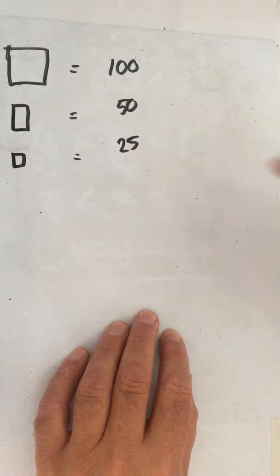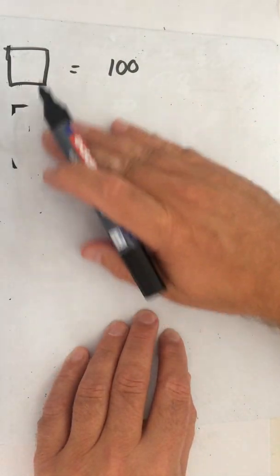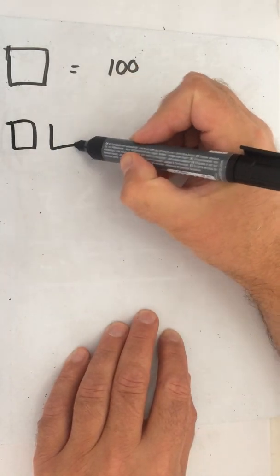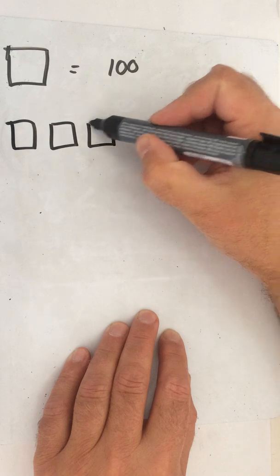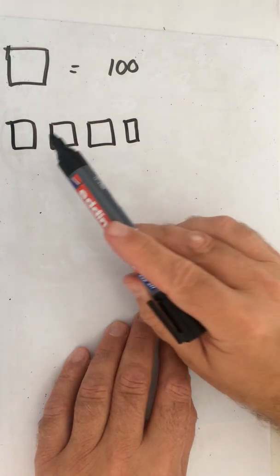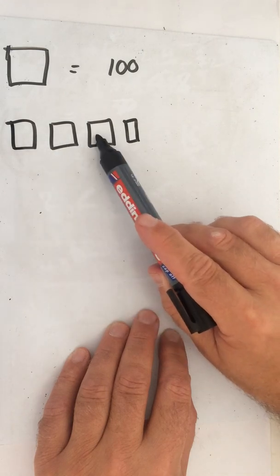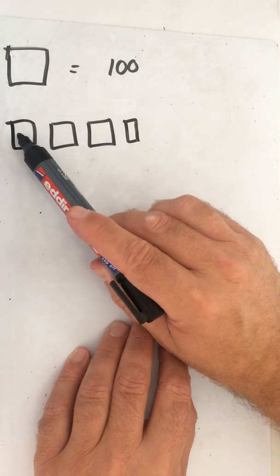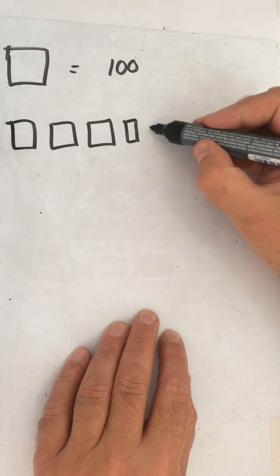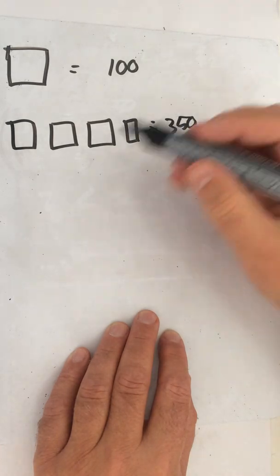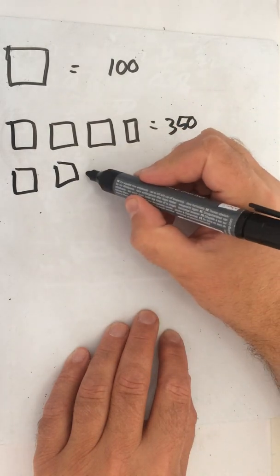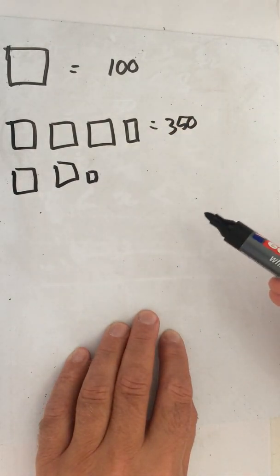So once you've got that, say for example a square is worth 100. If you had this value here, what would that value be? I've got 3 full squares and a half square. So that's 100, 200, 300. Half is worth 50, so that would be 350, wouldn't it? And then I've got that, and then I've got that.